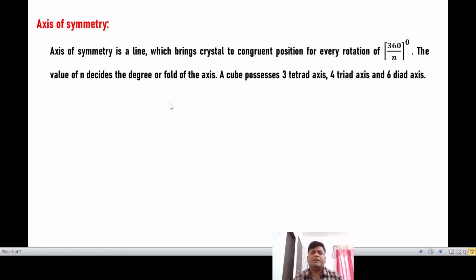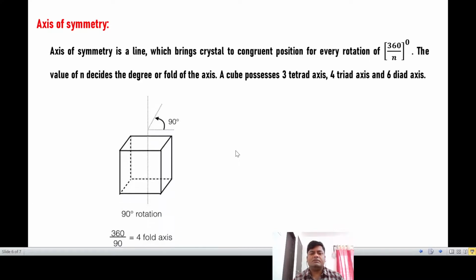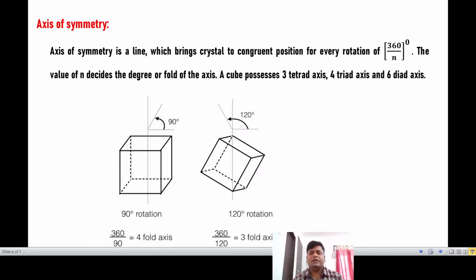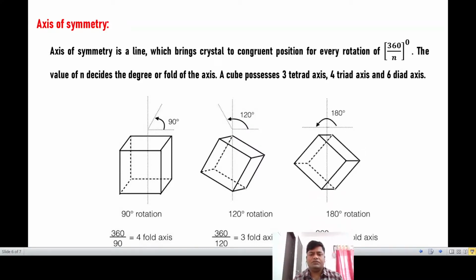The axis of symmetry has the speciality that if we rotate the crystal around it by 360 divided by n degrees, the crystal comes to the congruent position. The value of n decides the degree or fold of the axis. A cube possesses three tetrad axes, which are shown here, then four triad axes, shown here, and six diad axes, shown here.